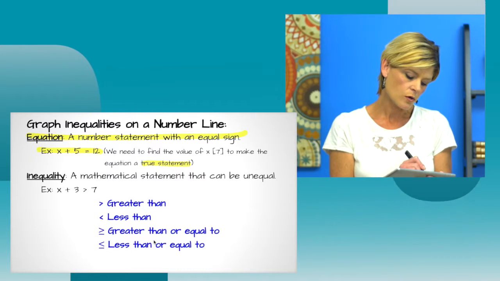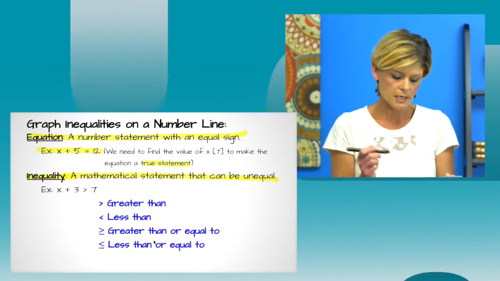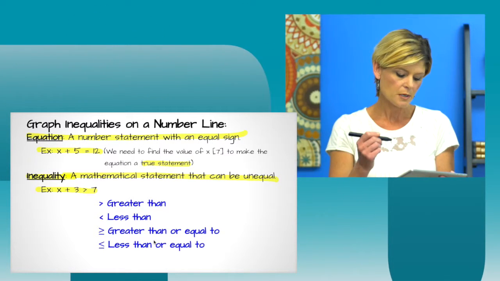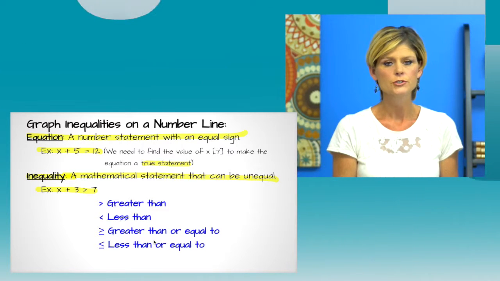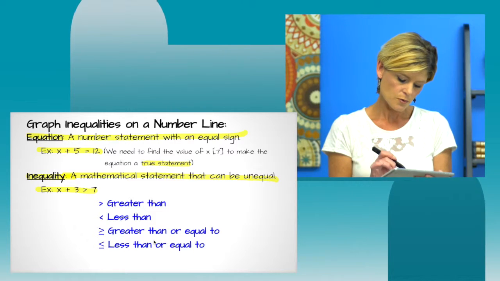Whereas an inequality is a mathematical statement that can be unequal. For example, x plus 3 is greater than 7. Now, you've probably seen these signs, greater than and less than, since you first started doing math, but it's always good to review them. So I've got them for you here.